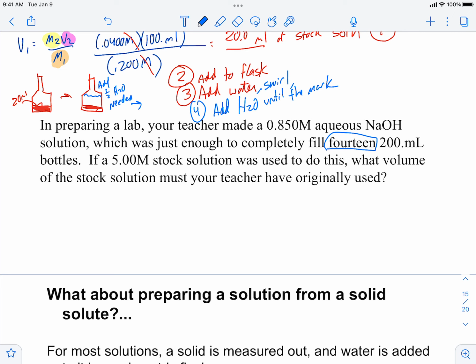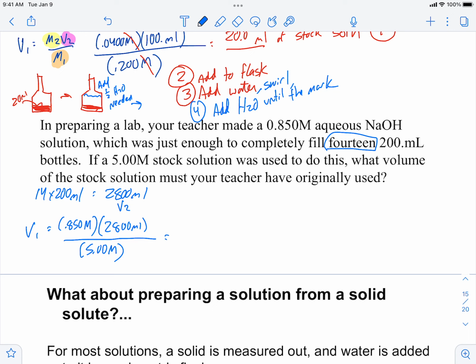Okay, so we want 14 of these, right? So the first thing you need to do is multiply 14 times 200. So you have 2,800 milliliters. That's the volume that you need. So this is V2. The molarity you want is 0.85. We just found V2. And our stock concentration was 5 molar.